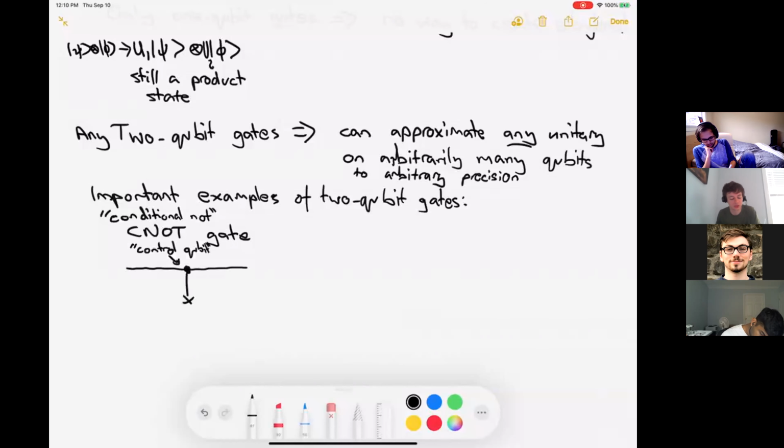Then we have a cross on the other qubit's line, and these 2 qubits are connected together with a vertical line. This does not mean there's a qubit going from one to the other. It's just a different notation. Only horizontal lines represent qubits. And this second qubit with the cross is going to be what's called the target qubit.